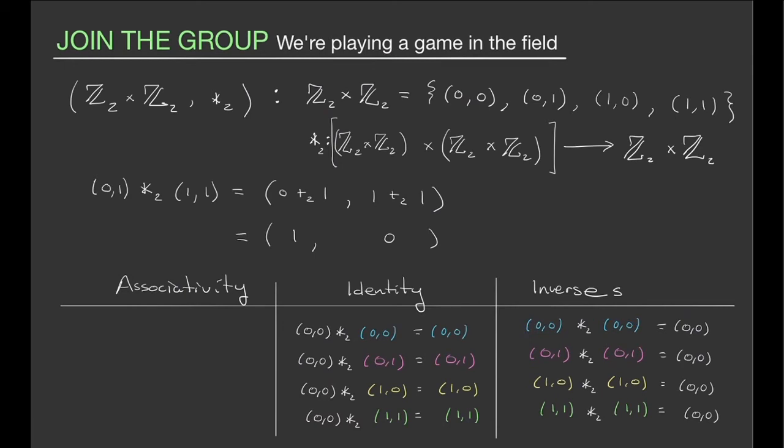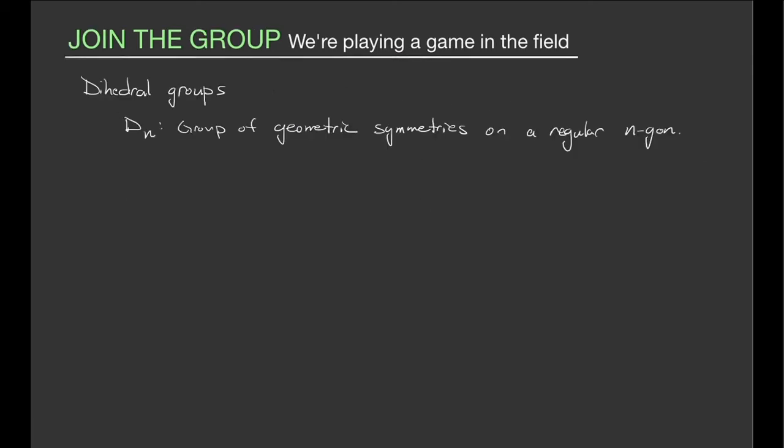Now let's look at another group based on some geometry. Dihedral groups are an interesting set of groups. In general, we say that D sub n is the group of geometric symmetries of a regular n-gon. A regular three-gon would simply be an equilateral triangle. If I squint at this triangle, I don't think it's perfectly equilateral, but I mean it to be. It's just I can't draw it perfectly with the snap tool here.